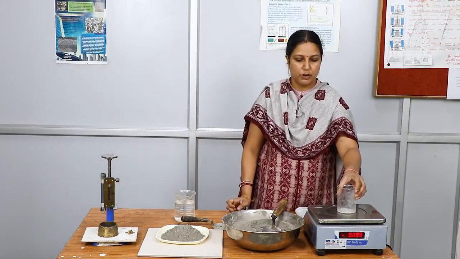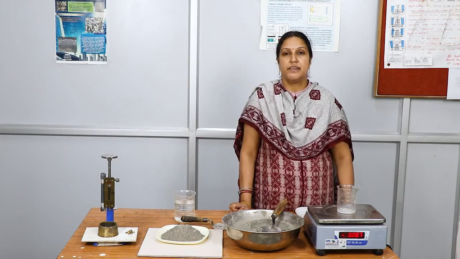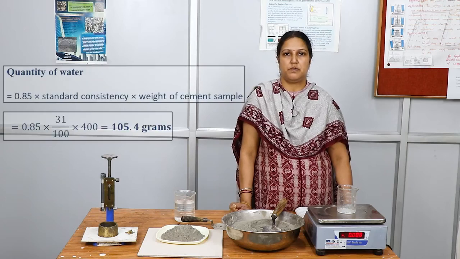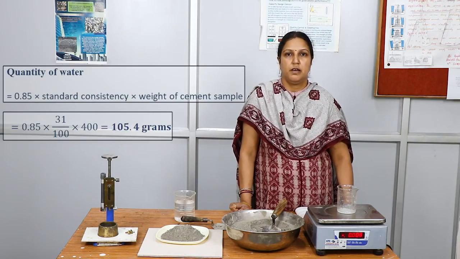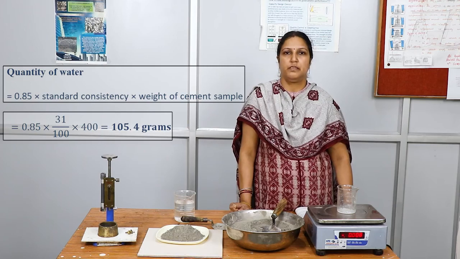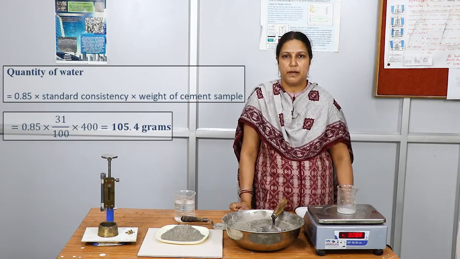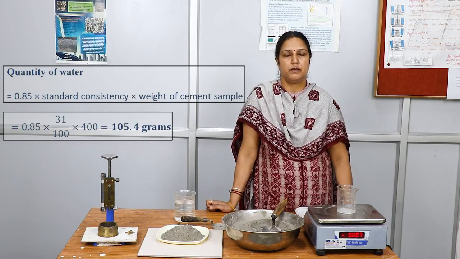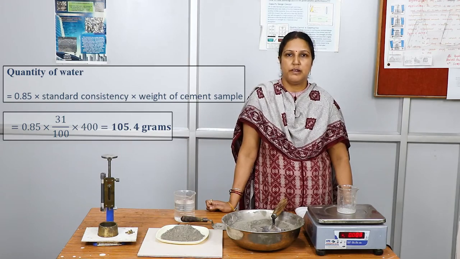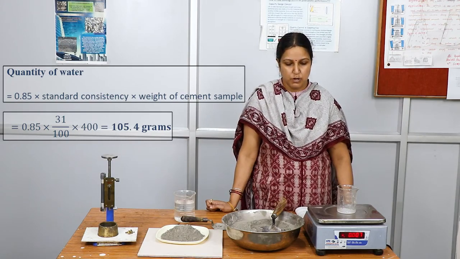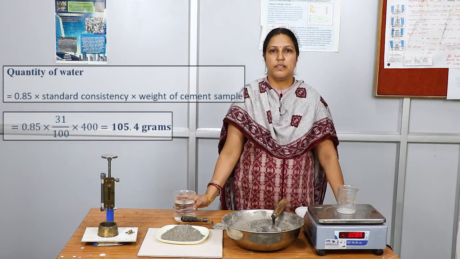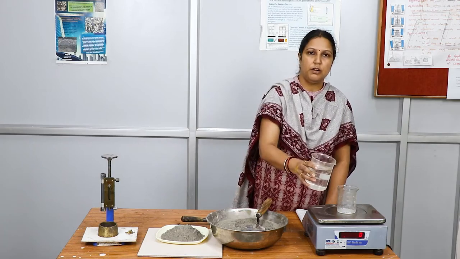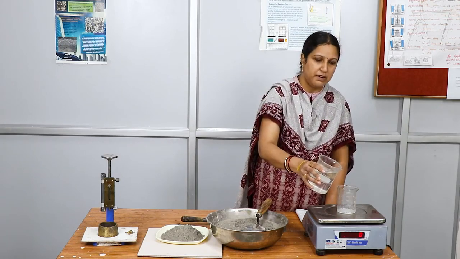The water to be added for the initial and final setting time is 85% of the standard consistency. Suppose the standard consistency is 31%. So the water quantity is 85 by 100 multiplied by 31 by 100 multiplied by the weight of cement, that is 400 grams. So here it will be 0.85 into 0.31 multiplied by 400. So we will have a water quantity of 105.4 grams. So we will take water 105.4 grams by weight.